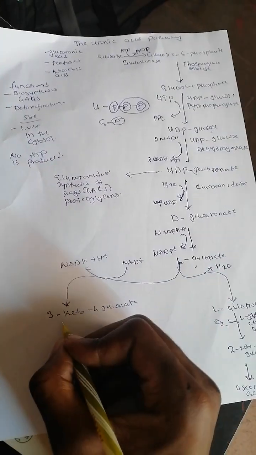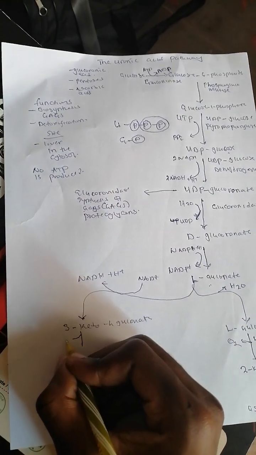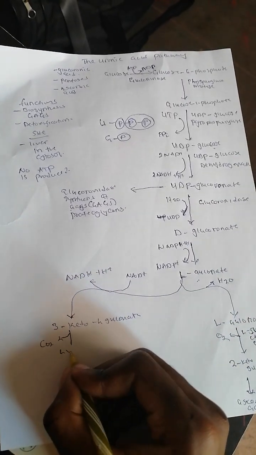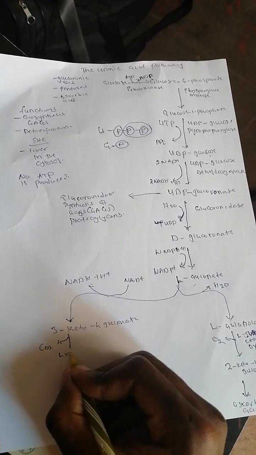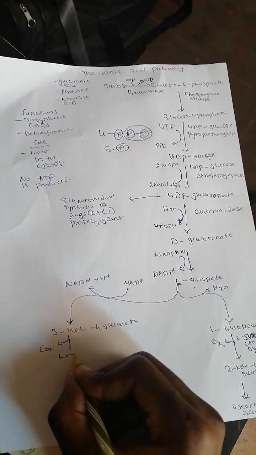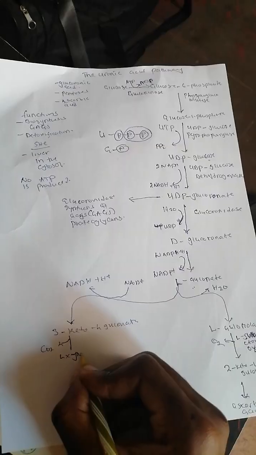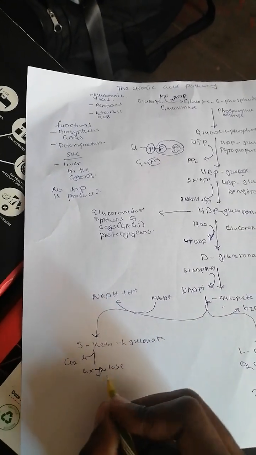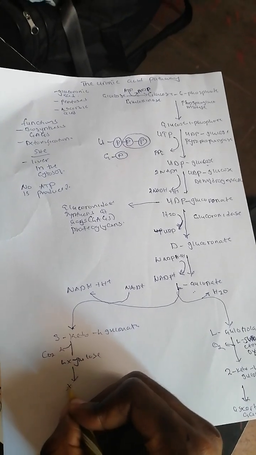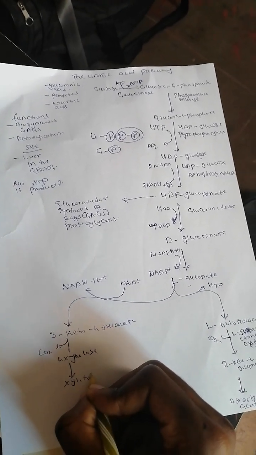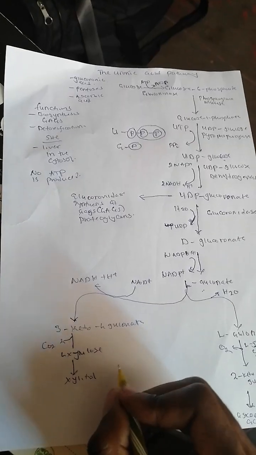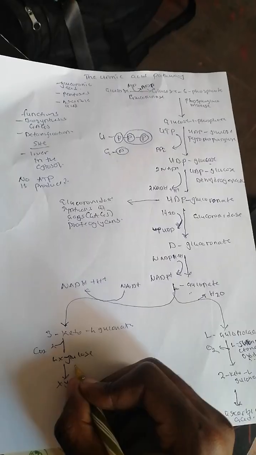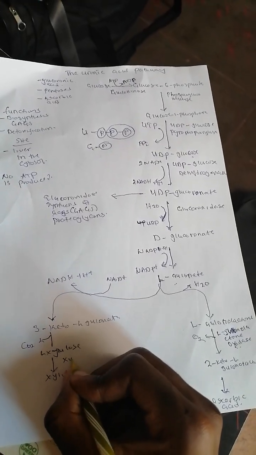So now here we're going to see that CO2 will be produced, and then L-xylulose will be converted to xylitol. Okay, xylitol, like that. So here specifically, we've got an enzyme, xylitol dehydrogenase.